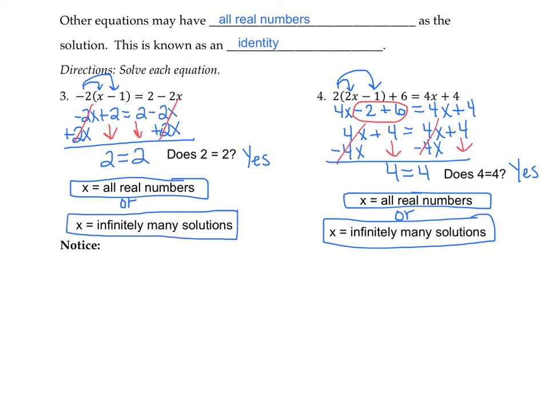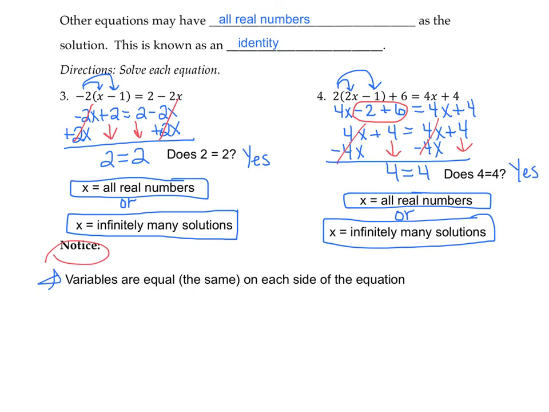So with identity problems, we have certain characteristics. Let's discuss what we notice about these types of problems after we use the distributive property and after we combine like terms. Let's look at number 3. Let's look at our variables. What do you notice about your variables here? We had negative 2x and negative 2x, and then we have 4x and 4x. So what do we notice? We notice the variables are equal, the same, on each side of the equation. So our first characteristic is the variables are the same on each side of the equation.